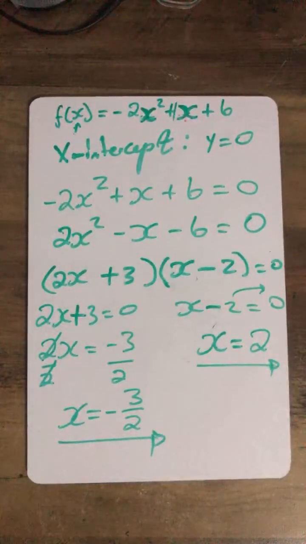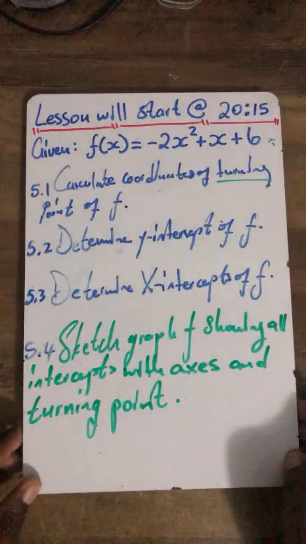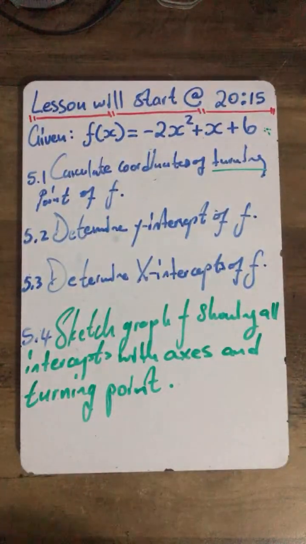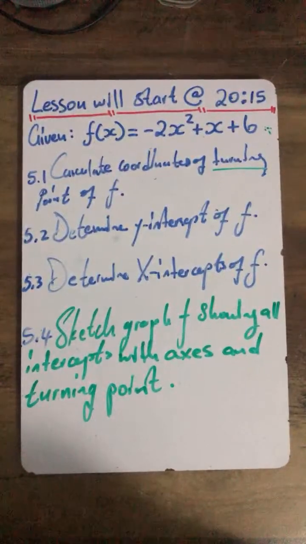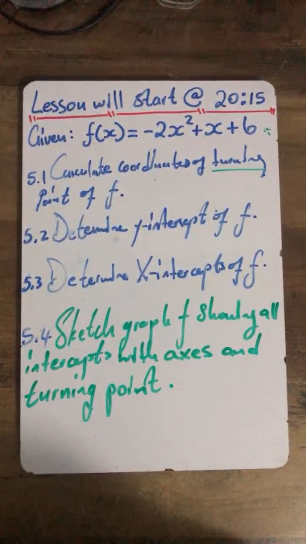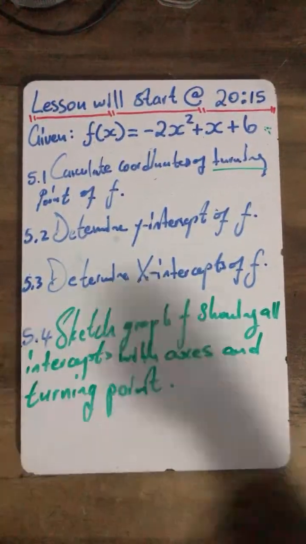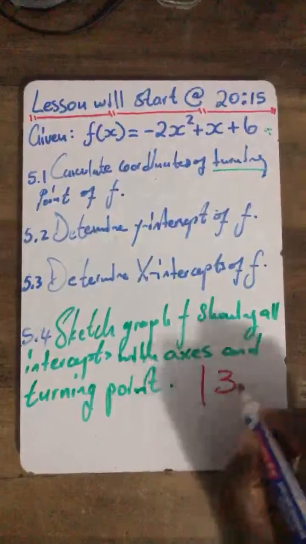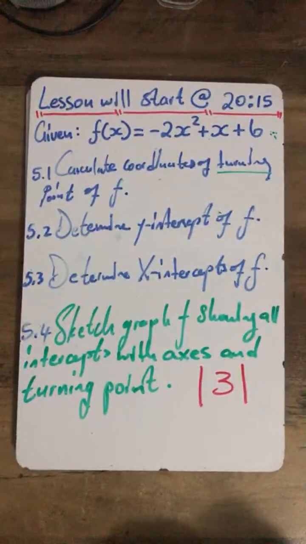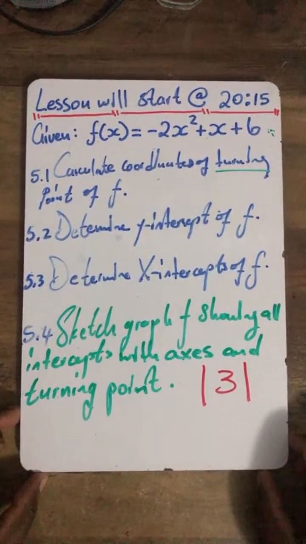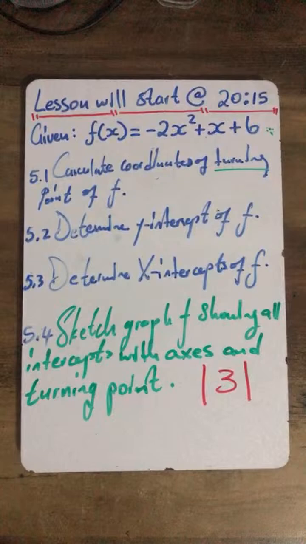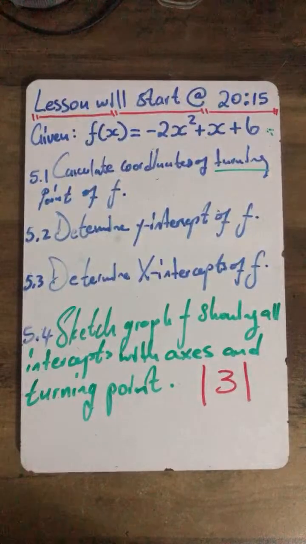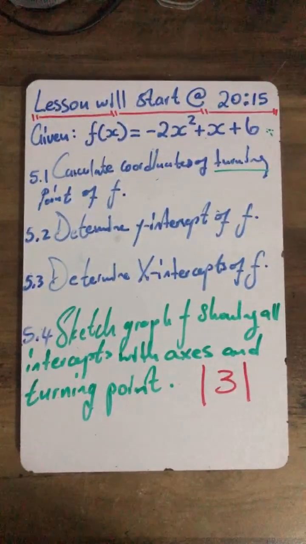And then now, let's look at the last question, which says sketch the graph of f showing all intercepts with the axis and turning point. This one, we will give you 3 marks for. I will give it to you guys to work out. As soon as you are done, you just comment in the comment section and say done.